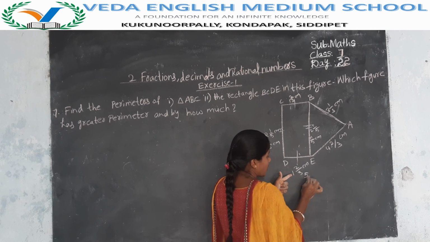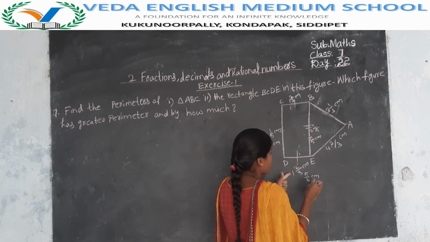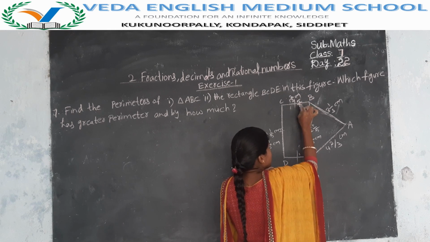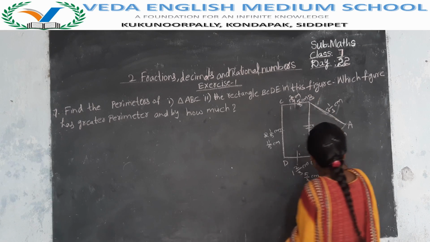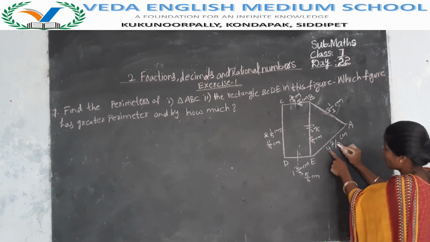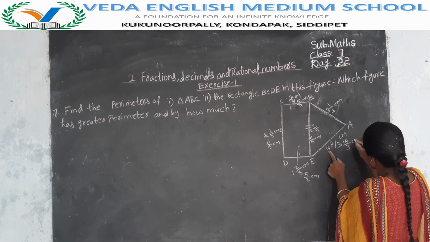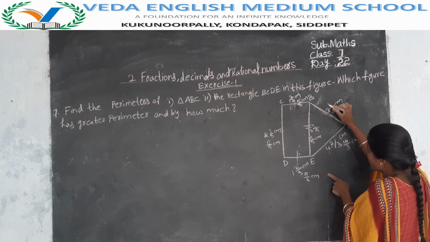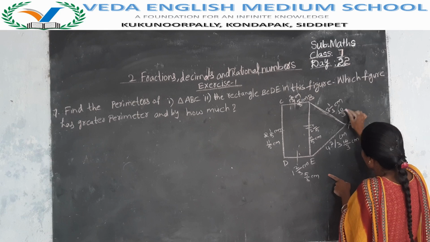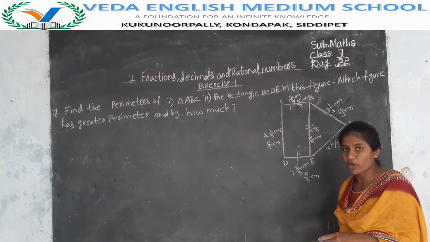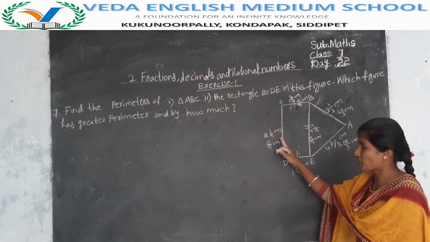It is 5 by 3 centimeters. It is also 5 by 3 centimeters. Now convert this also. 4 3s are 12, 12 plus 2, 14, 14 by 3 centimeters. 3 3s are 9, 9 plus 1, 10, 10 by 3 centimeters. Now we have converted each and every mixed fraction into improper fraction.